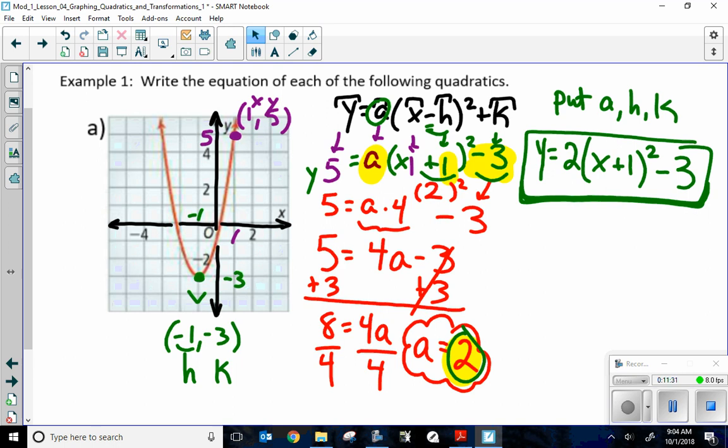That's it. You plug in those 4 values and solve for a. And then once you get a, you just put your a, h, and k back in, and you're good to go.